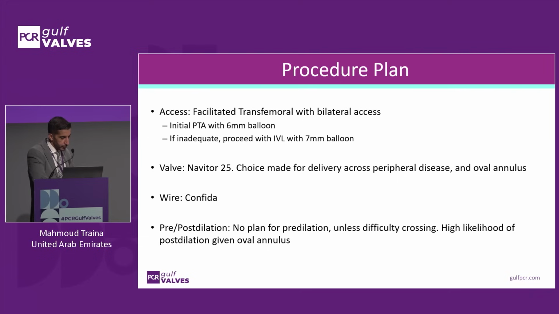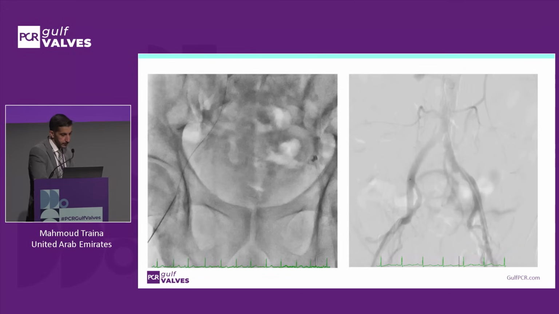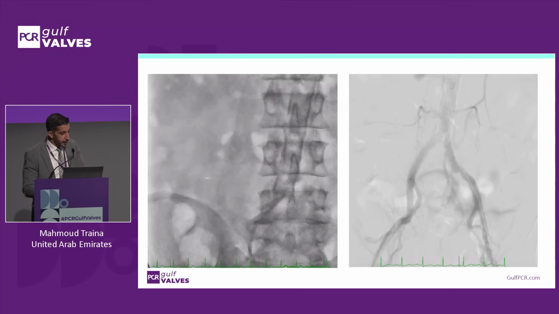For this, we chose a Navitor valve, and we made this choice for delivery across the peripheral disease and because of the oval annulus, to allow for a self-expanding valve. And the wire was Confida. In terms of pre and post dilation, we didn't plan for pre-dilation unless difficulty crossing, but we planned for likely post-dilation given the oval annulus.